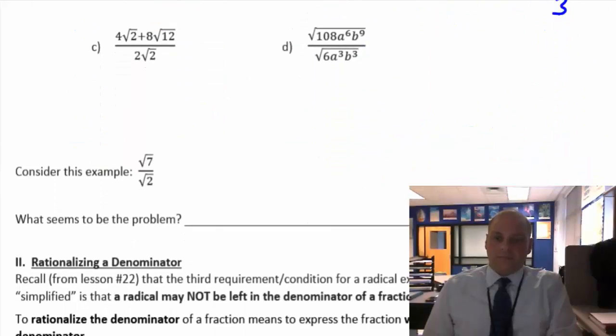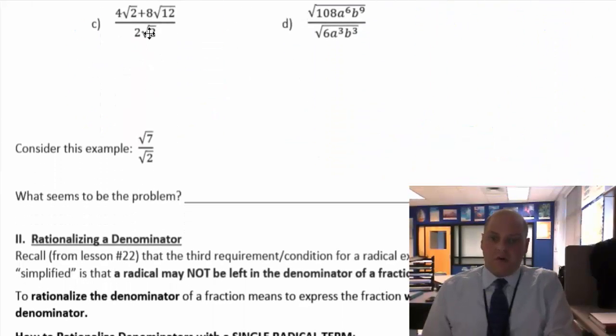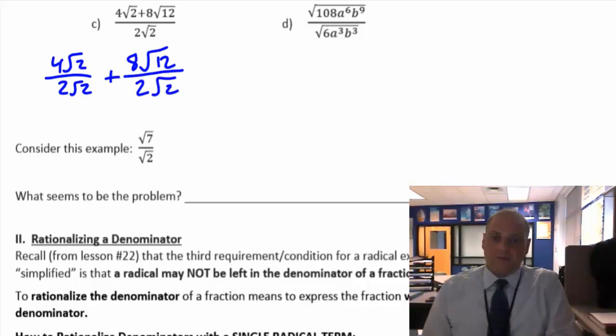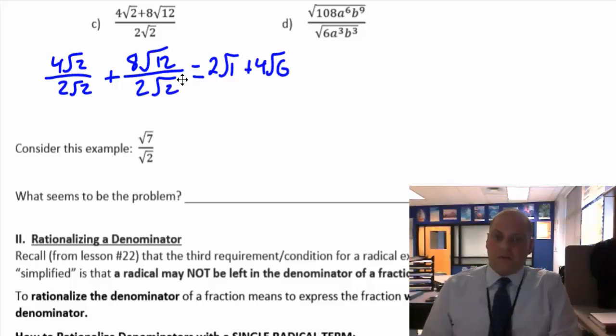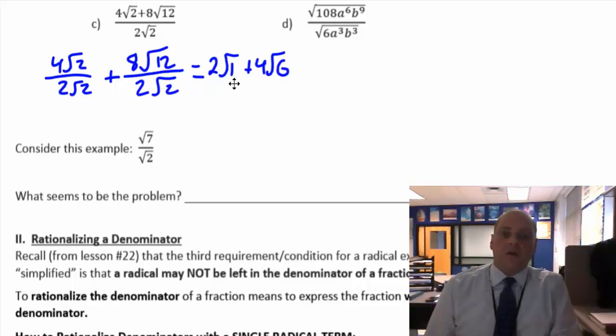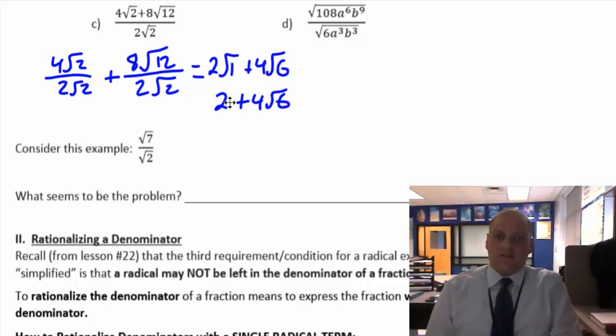Here, divide, okay, so 4 radical 2 divided by 2 radical 2 plus 8 radical 12 divided by 2 radical 2. So that's going to give us 2 radical 1 plus 4 radical 6. All right, so then this is just 2 times 1. Radical 1 is 1. Square root of 1 is 1. So it's 2 plus 4 radical 6. Got to make sure it's simplified as much as possible. That would be our final answer there.